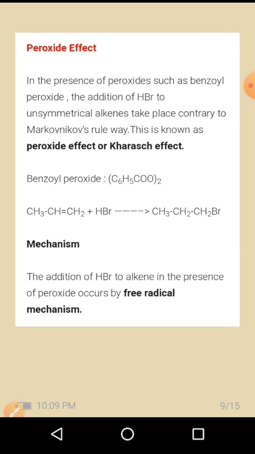Next one is peroxide effect. This peroxide effect is also called the Kharasch effect. So in presence of a peroxide such as benzoyl peroxide, the addition of HBr to unsymmetrical alkene takes place contrary to the Markovnikov rule. This is known as peroxide effect or Kharasch effect.